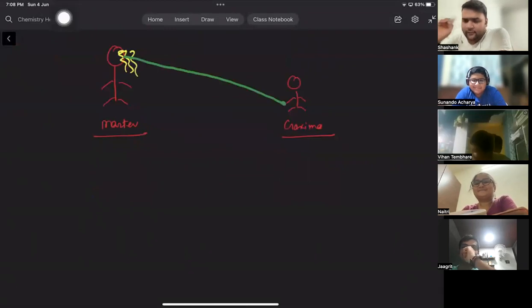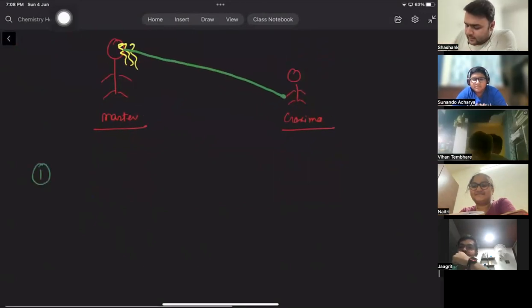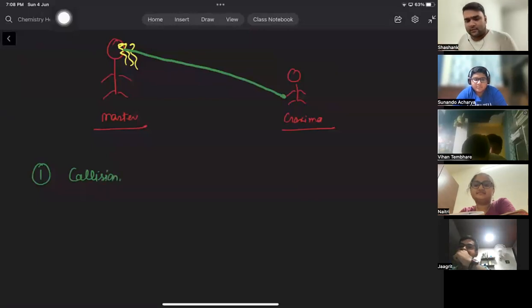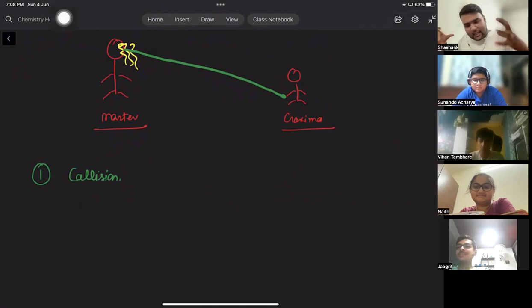Now, if master's skull needs to be broken, the first condition is that collision should happen. Suppose Garima sent a stone with huge velocity, but master just ducked. Very smart master, right? No collision happened. So will there be any blood? No. The collision has to happen. Like two molecules or more than two molecules or atoms, whatever you want to say, they have to come in contact. Otherwise, the reaction won't happen, right?